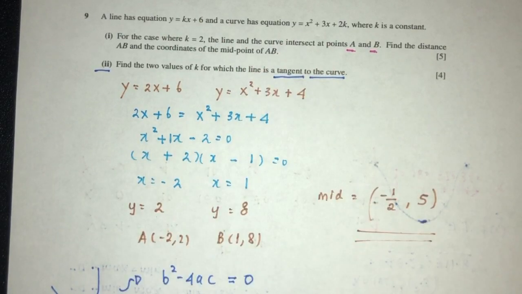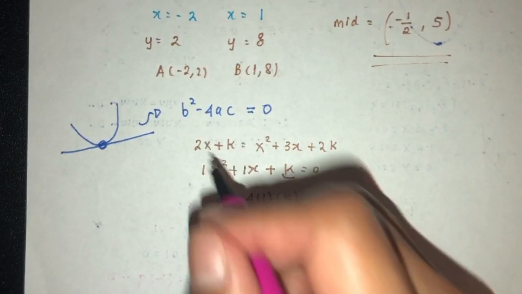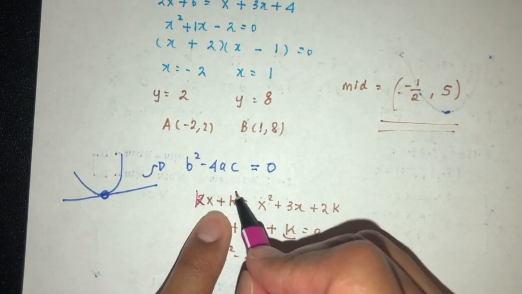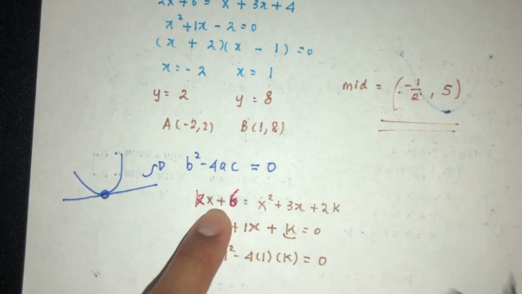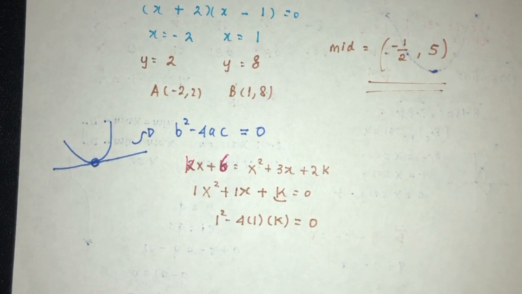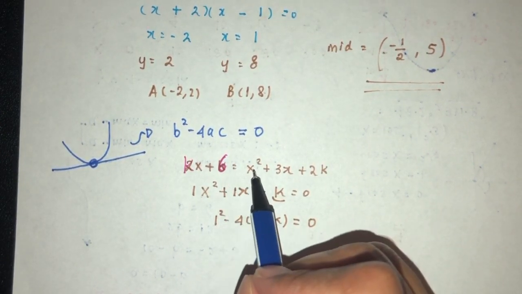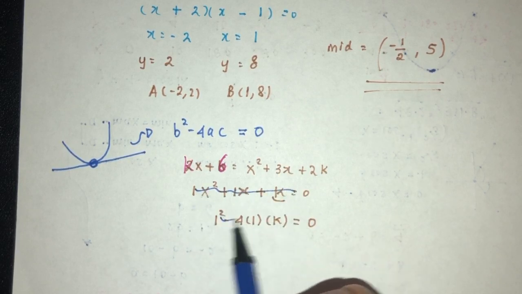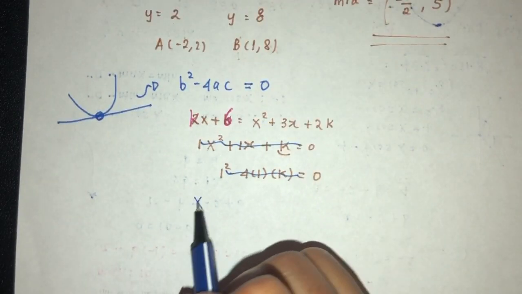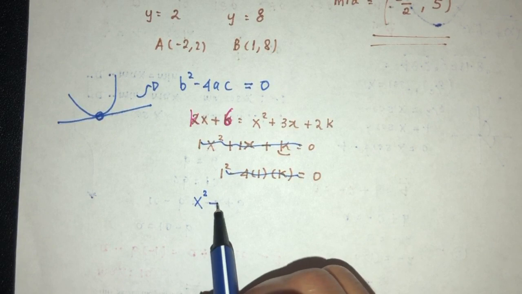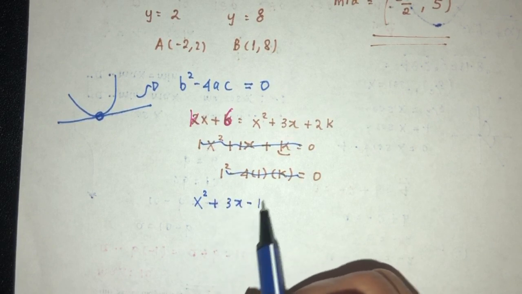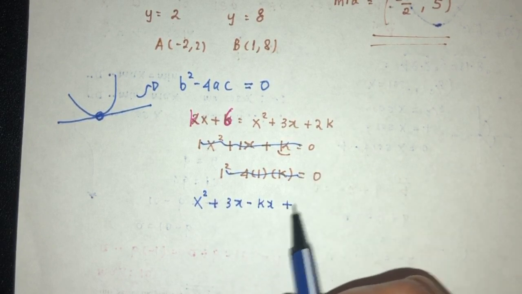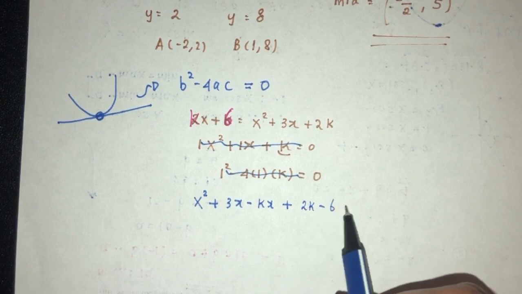Okay, fair enough. I see the mistake here. This is supposed to be k, right? And this is 6, not this one. I guess that's a pretty silly mistake, so be careful when you replace your values. That should be x squared, and that will be 3x. Let me rewrite this now because this is wrong. That will be x squared, 3x minus kx, and here we have plus 2k minus 6 is 0.